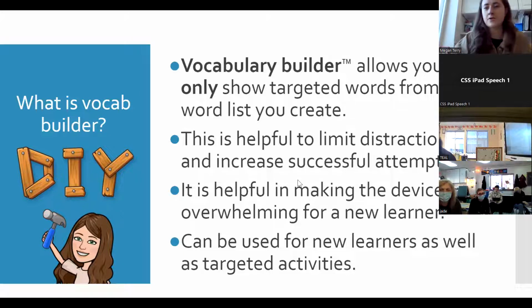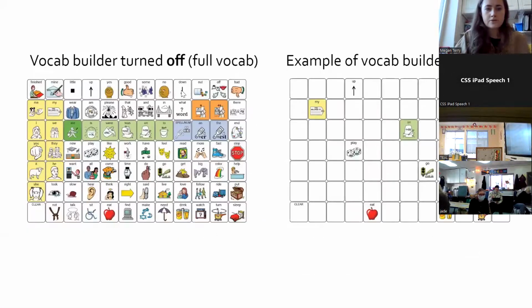Okay, so we're talking Vocab Builder. And Vocabulary Builder, I'm going to go ahead to the example. So on our left here, that's Vocabulary Builder turned off, and that's our full vocab. On the right is an example of Vocabulary Builder turned on. And like I said, there's a few reasons why we use Vocabulary Builder or we don't.